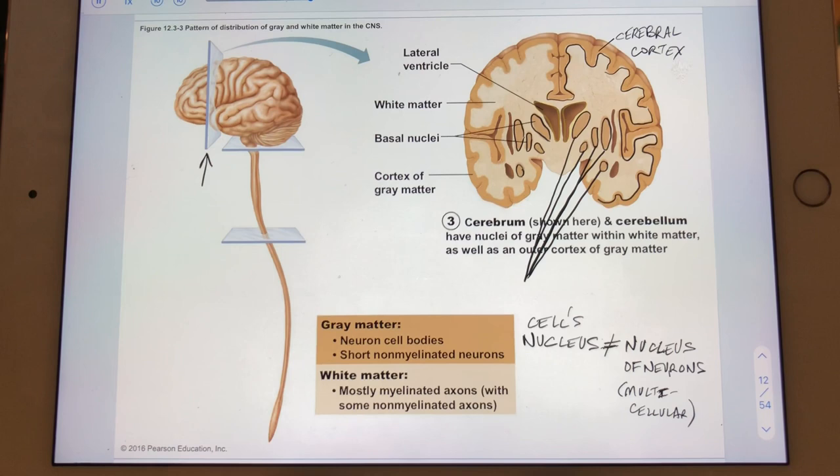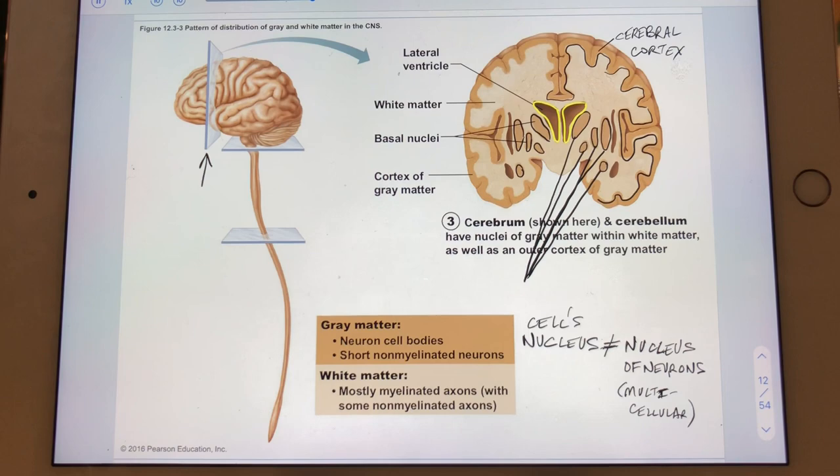Okay, hey, look at this space. Look at that space right there. What is that? Oh, here's another one, like right at the heart of the cerebrum. What is that? Yeah, those are the lateral ventricles. Yeah, good. All right. So, the point is, very different arrangement of gray matter and white matter depending on where we are in the central nervous system.